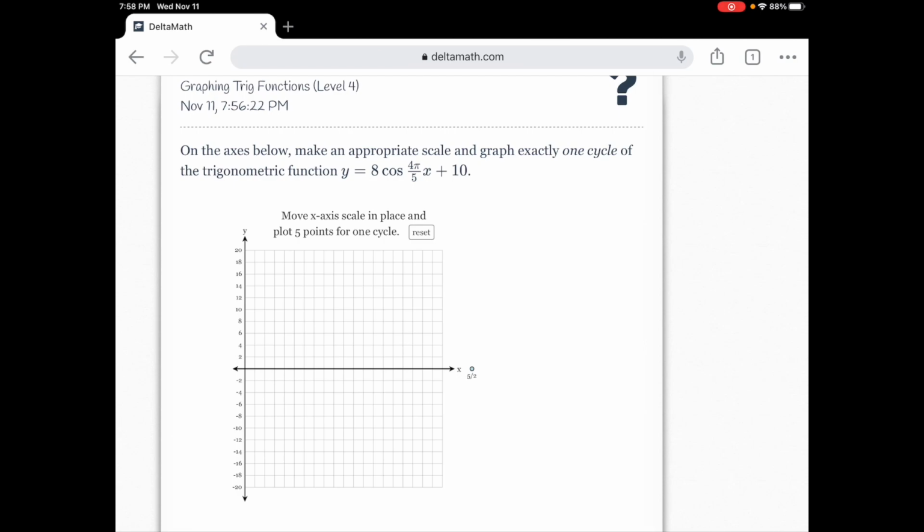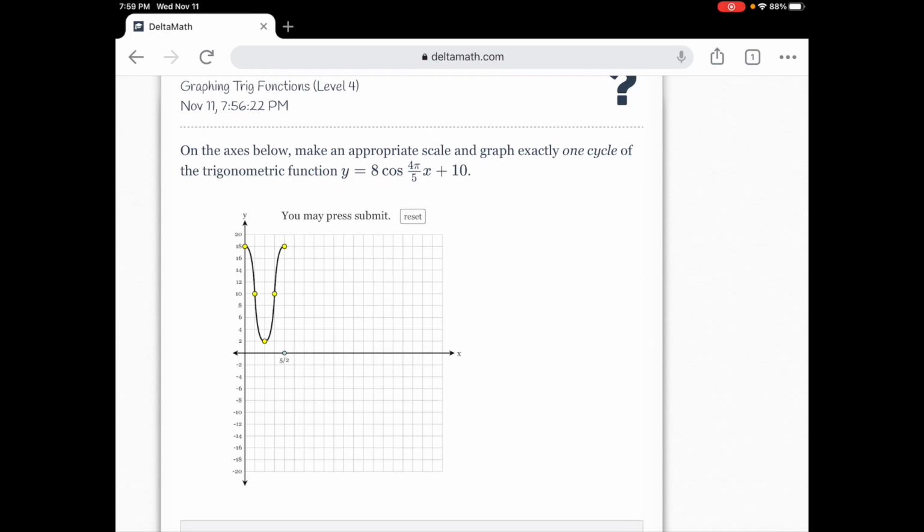Now remember, cosine normally starts, the key point starts at (0, 1). But because we're at a midline of 10 and then going up to 18, we're going to need to make sure that we start this at 18. All right, so we're going to make sure we do it in equal sections. So the midline, we're going to go back down to 10. Then we're going to go below 10 by 8 units. So that's going to go to positive 2. We're going to go back up to 10 and then back up to 18. And then, of course, we're going to drag that 5 over 2 to where that last point stopped.